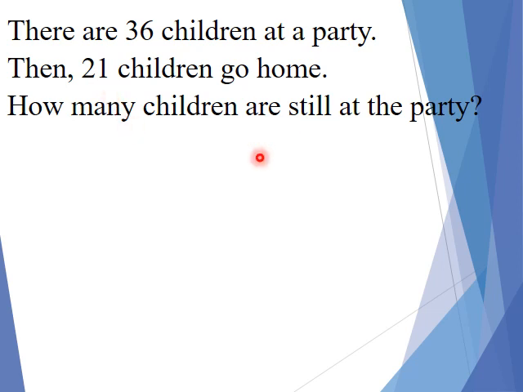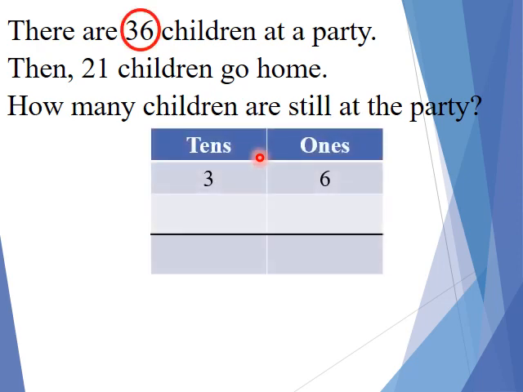Let's use vertical format to show this subtraction problem. First, we show the number we are subtracting from. It's 36, 3 tens and 6 ones. Then we show the number we'll subtract. It's 21, 2 tens and 1 one. Now the subtraction problem is ready to solve.